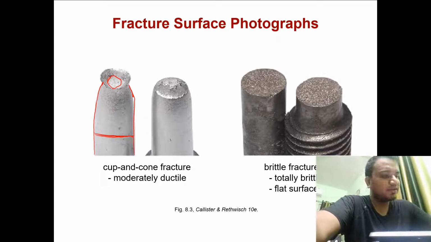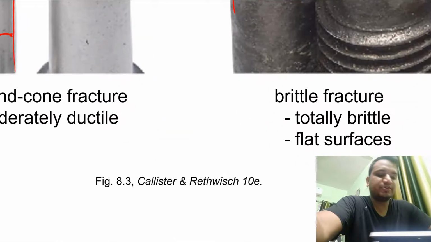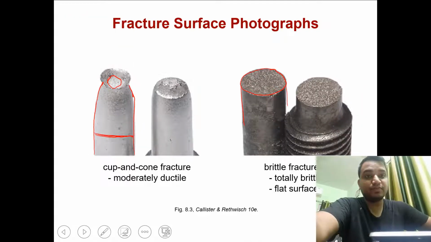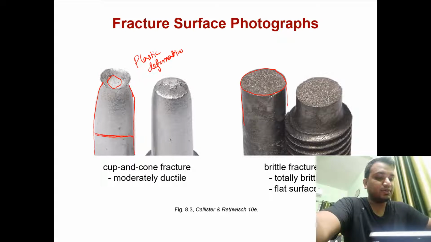Now you see this fracture, this is the brittle fracture. This is a very clean fracture. You can see there is no thinning and the surface is very flat. So one is ductile, another is brittle, and this thinning happens because of plastic deformation. In the brittle case, no plastic deformation happens.